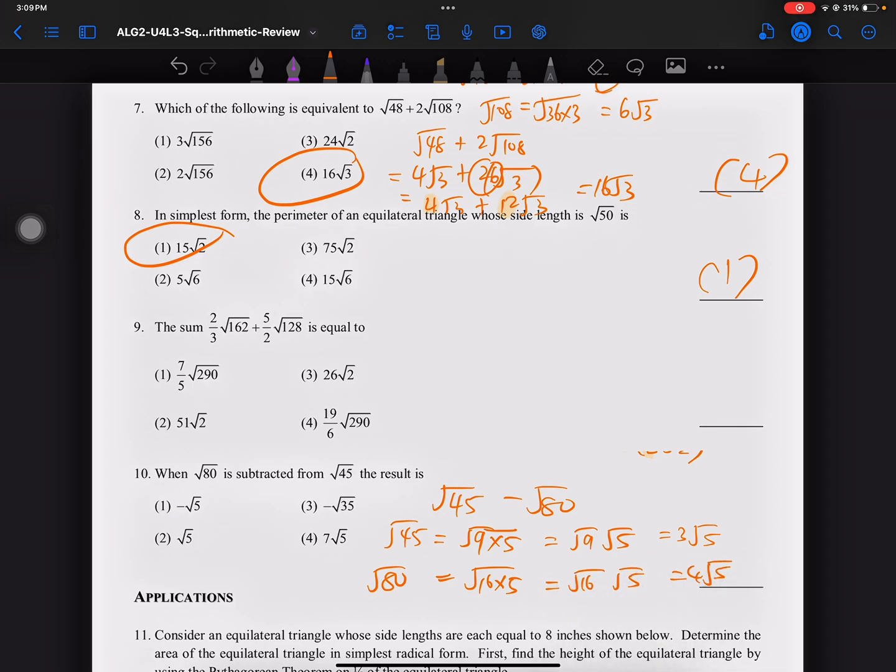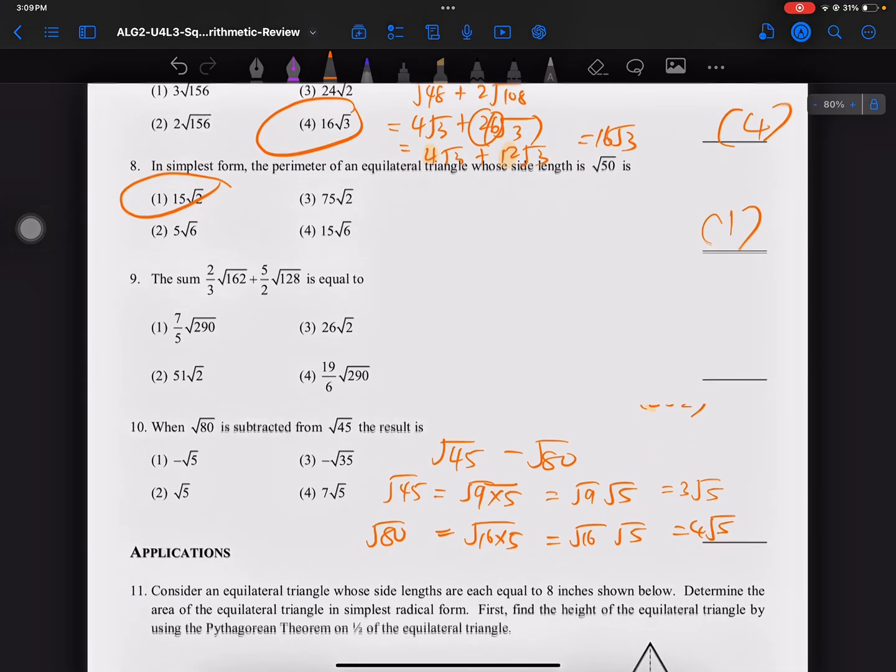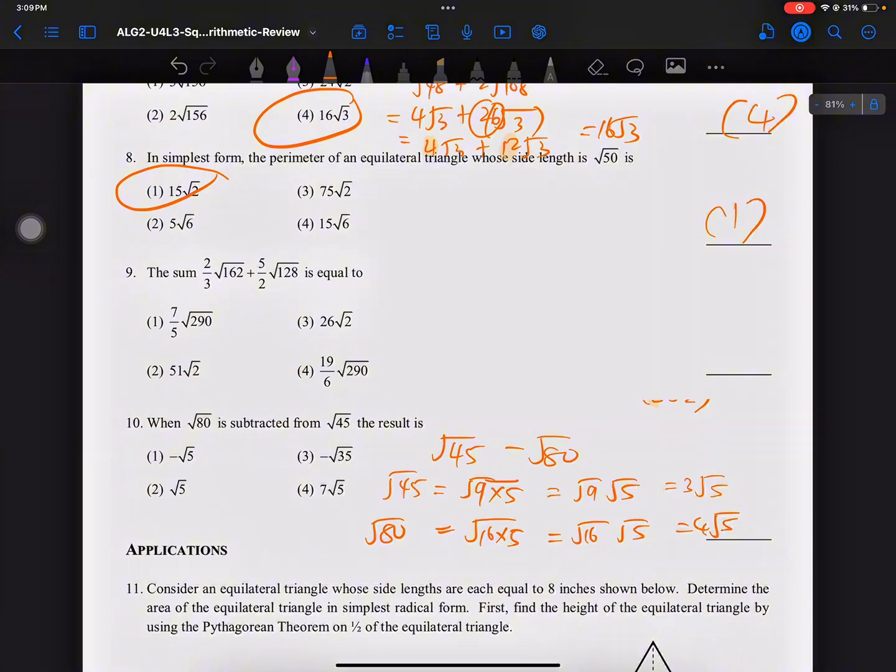Okay, then we substitute back in the expression. So √45 minus √80 is actually 3√5 minus 4√5. So we can see they are like terms. We can subtract like terms. 3 minus 4 is minus 1, so minus 1√5. The negative sign just means the second radical was larger than the first after simplifying. So the answer should be 1. Okay, next, last one.